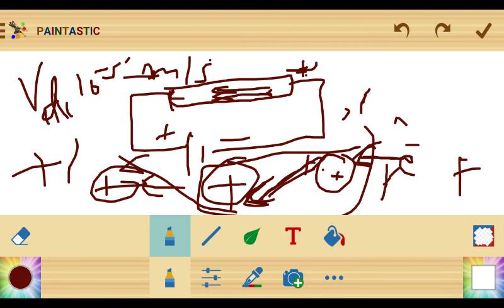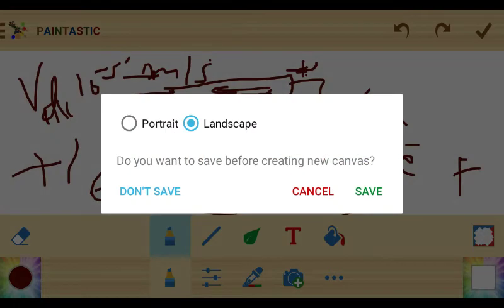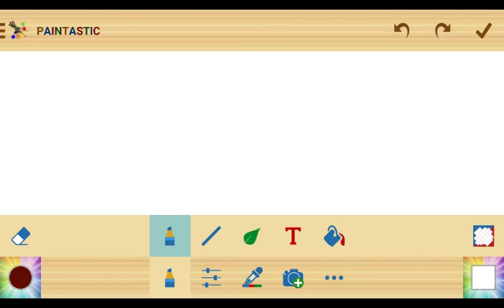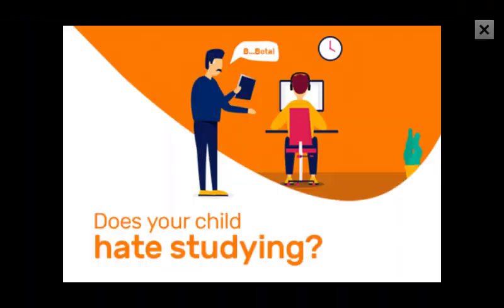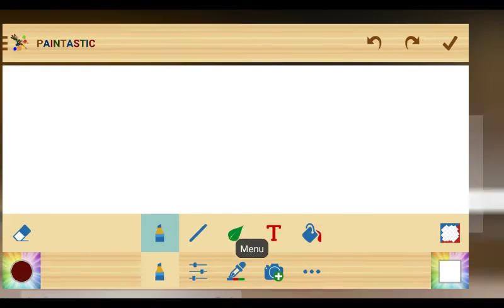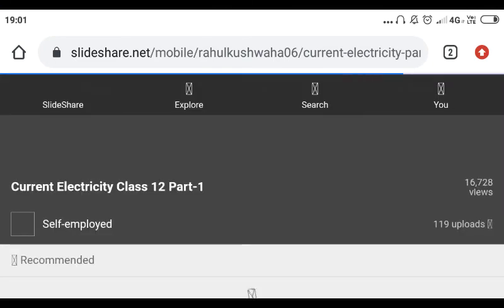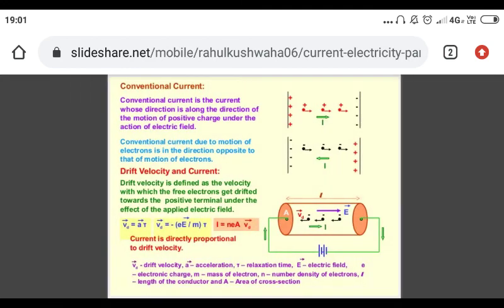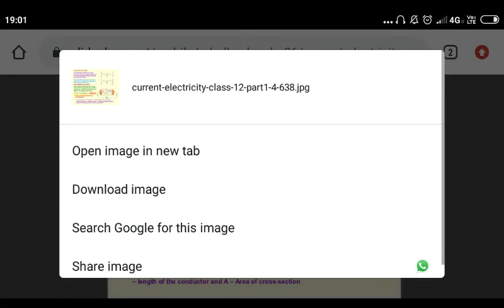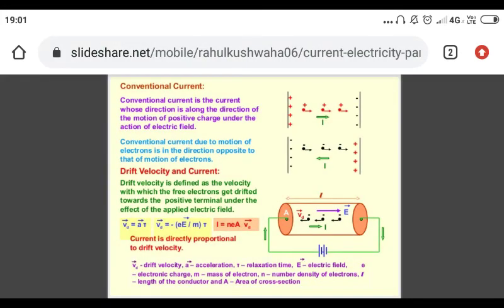And let's see how to get the mathematical formula. This is all the definition. So drift velocity is what? Drift velocity is defined as the average velocity with which the free electrons get drifted. It's an average velocity, remember? So drift velocity is the average velocity with which the electrons get drifted toward the positive terminal under the influence of the applied electric field.